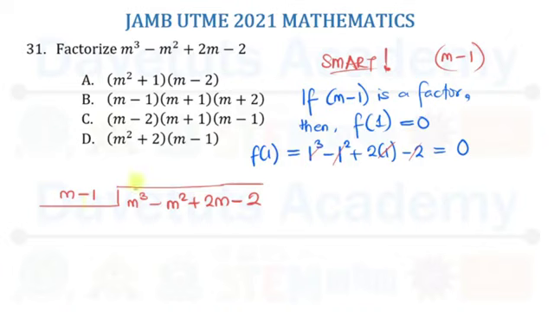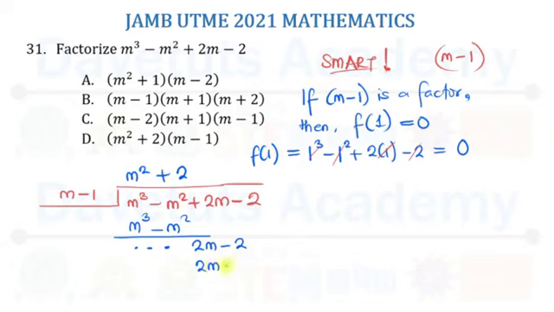m in m raised to the power 3 is m raised to the power 2. Okay, m raised to the power 2 times m will give me m raised to the power 3. m raised to the power 2 times minus 1 will give minus m raised to the power 2. So if I subtract this lower one from this upper one, of course, that is nothing. So I can bring this down, 2m minus 2. m into m, that is 2. 2 times m is 2m. 2 times another one is minus 2, and good.